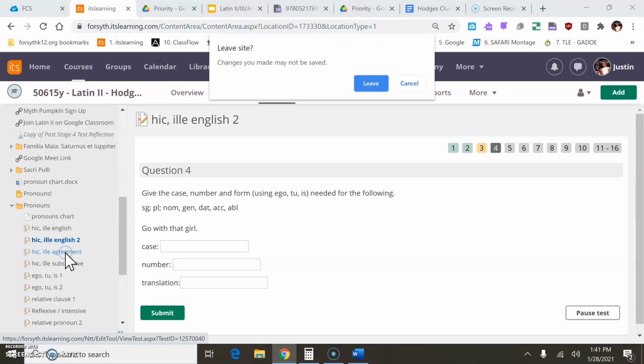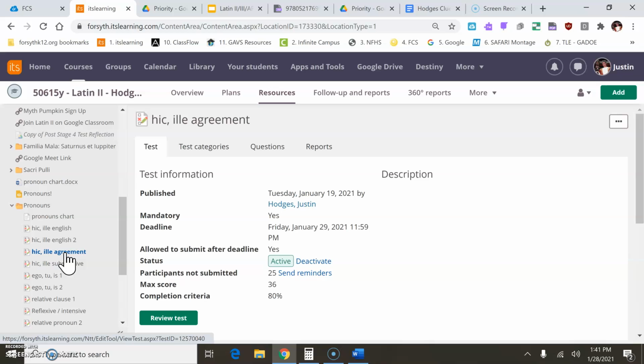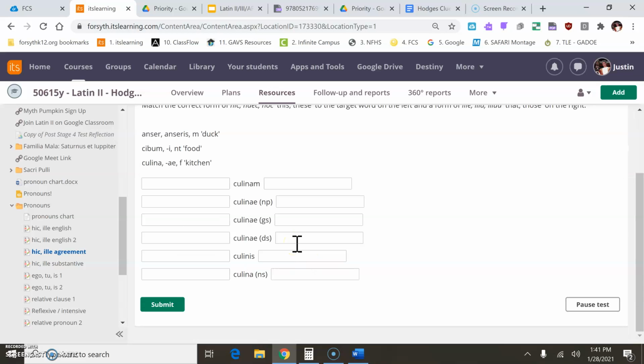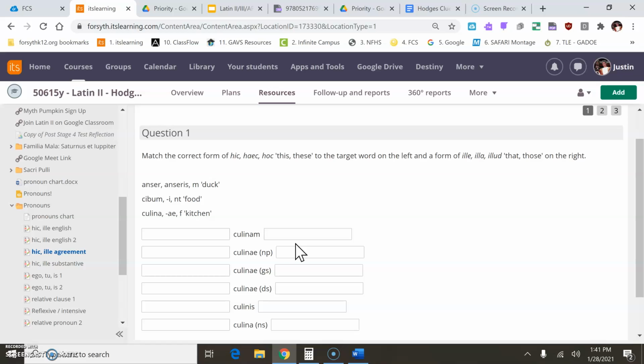All right, so let's look at hic illa agreement. So whenever it's agreement, it typically means you're going to be given a word and you have to figure out the form that goes with it. So this one's a little confusing. We're given a bunch of different versions of one word in the middle, and on the left side, as it says up here, you're going to have to give me the version of hic, haec, hoc for this or these. That'll match this word over here on the left, and on the right, you're going to need to give me the form of ille, illa, or illud that would match this word in the middle. So culinam.